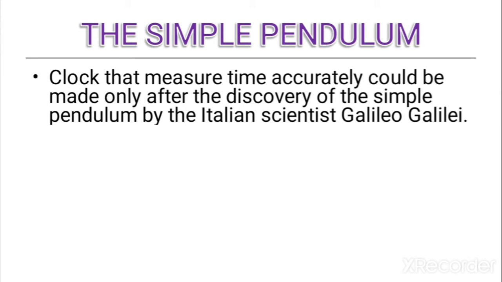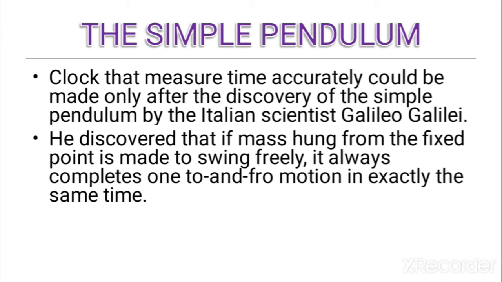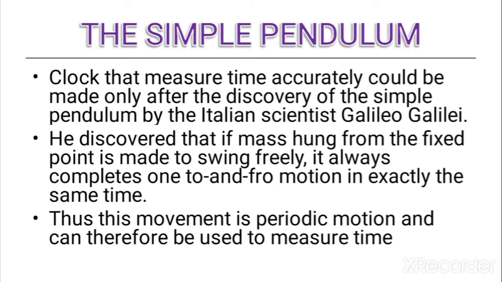A clock that measures time accurately could be made only after the discovery of the simple pendulum, which was done by an Italian scientist, Galileo Galilei. He discovered that if a mass hung from a fixed point is made to swing freely, it always completes one to and fro motion in exactly the same time, provided we keep the length of the string the same. Thus, this movement is periodic motion and can therefore be used to measure time. In fact, the older clocks that we used made use of this simple pendulum to measure time.